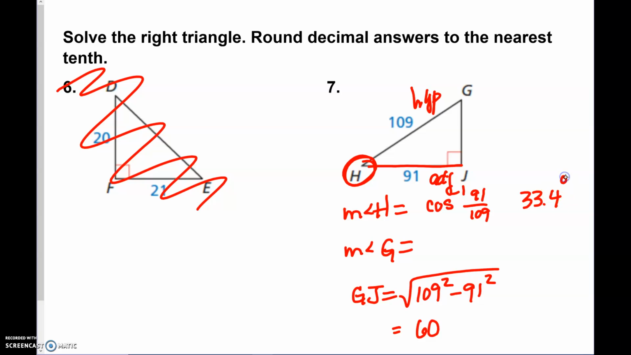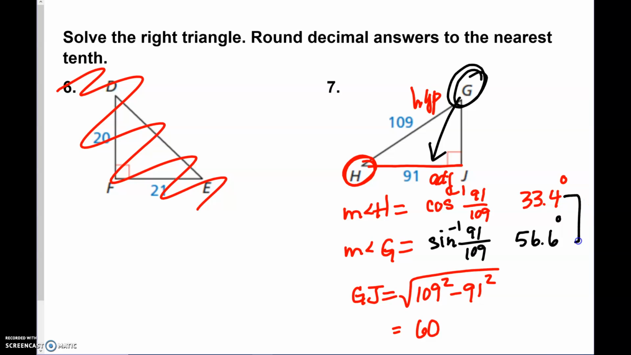33.4. Of course you can just subtract from 90, but I just want to make sure I'm doing this right. So from G, I know the side opposite, so I'm going to do the inverse sine of opposite over hypotenuse. And when I do that, I end up with 56.6 degrees. And again, these two are complementary and they work out, so I must have set them up correctly.